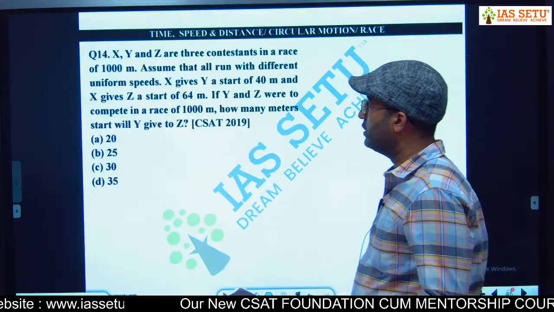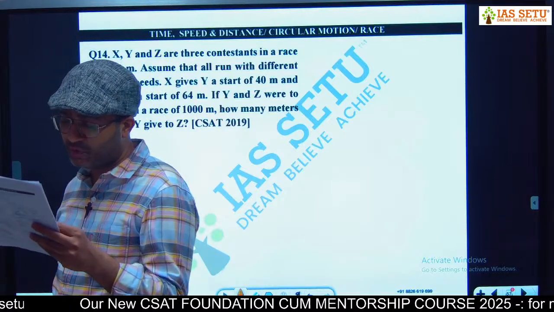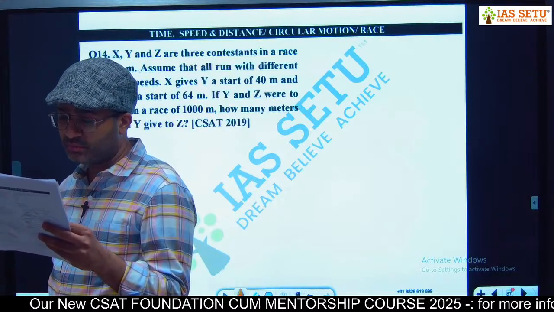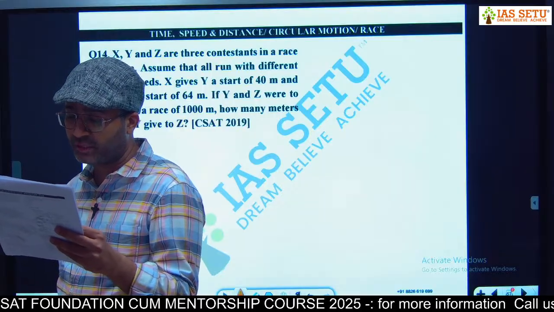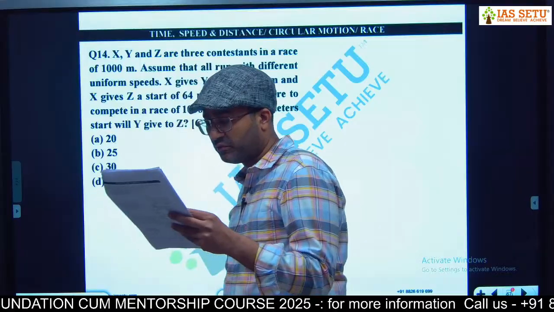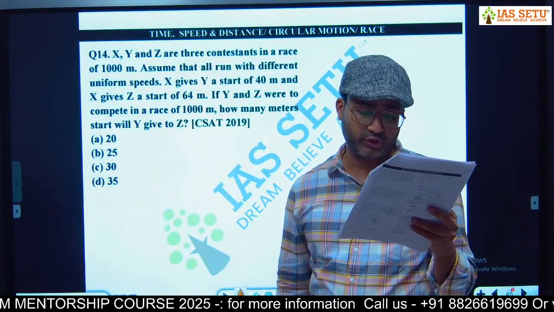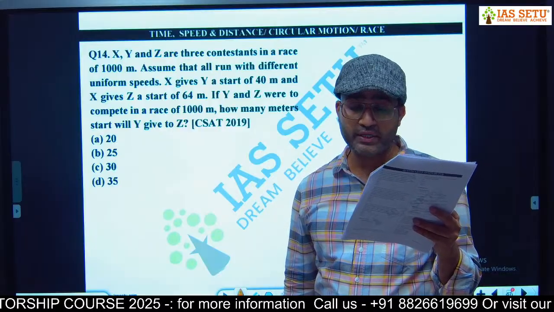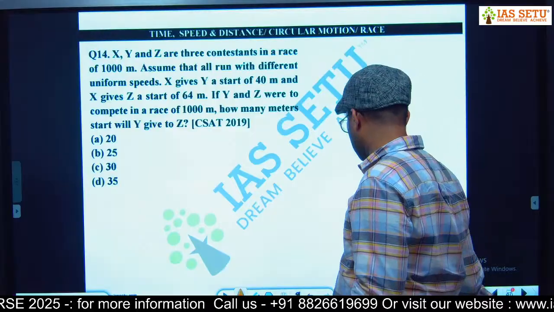Question number 14. X, Y, Z are three contestants in a race of 1000 meters. Assume that all run with different uniform speeds. X gives Y a start of 40 meters. X gives Z a start of 64 meters. If Y and Z were to compete in a race of 1000 meters, how much start will Y give to Z? Similar type of question I have discussed in the class.